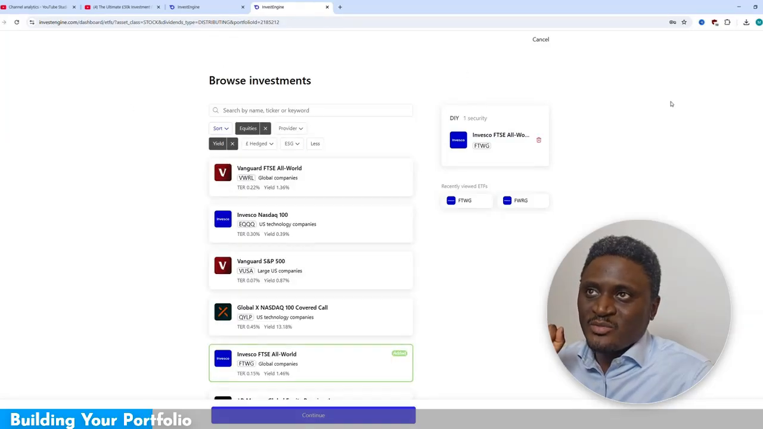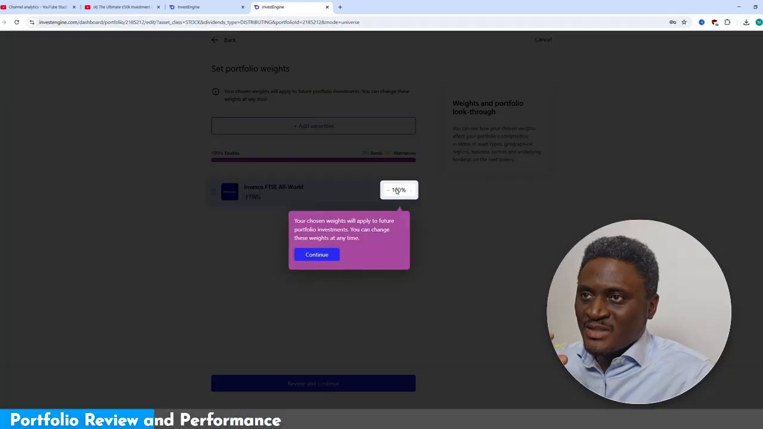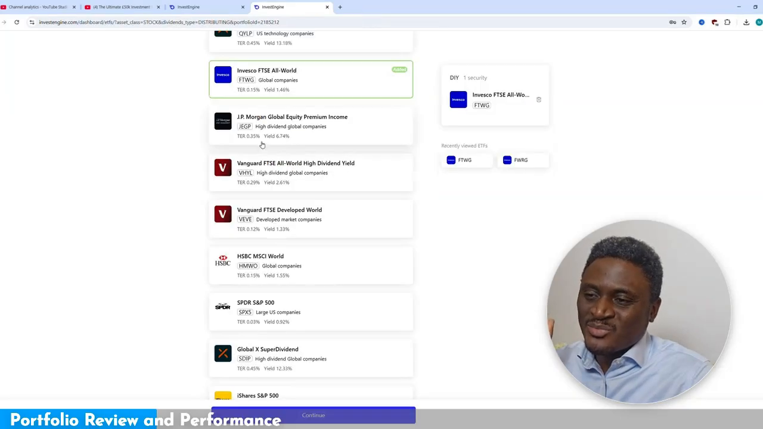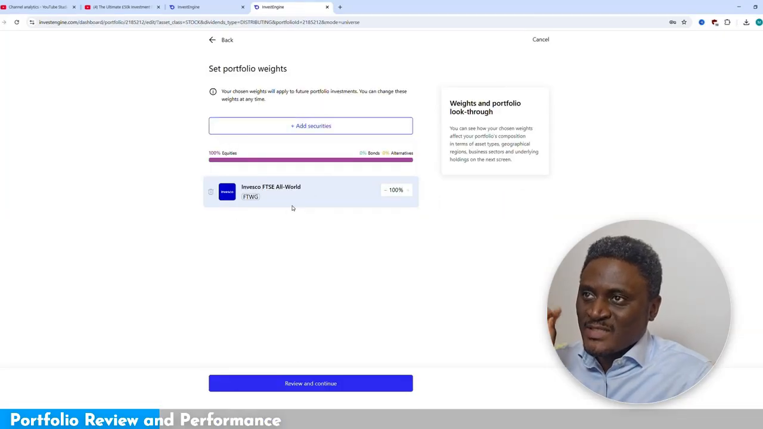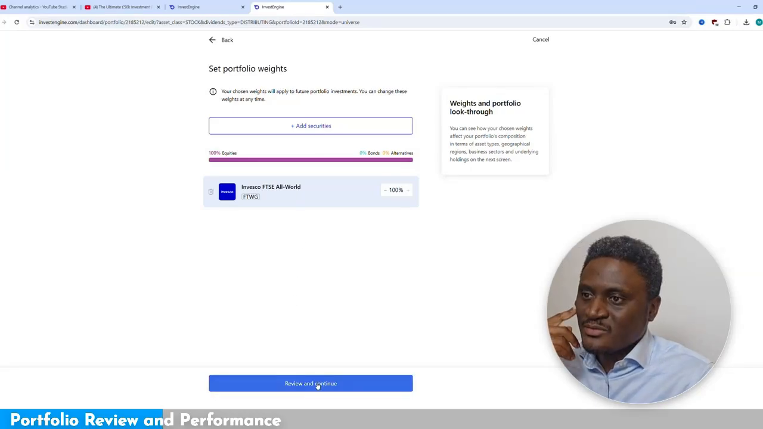So let me see what my portfolio looks like. You click on continue. So you see, I could have added more securities and changed this percentage. Let's say I wanted to tilt, which I honestly won't recommend. So I'll continue. The single ETF portfolio, it's FTSE All World, is 0.15, which is as cheap as you can get. I think this is perfect. So you can do a review.